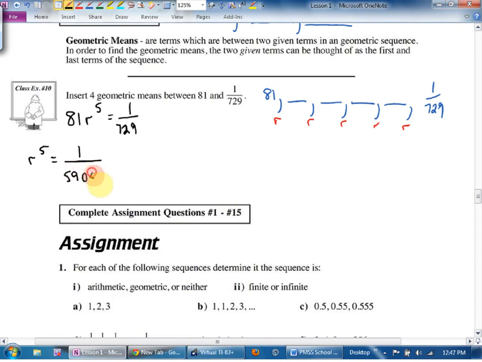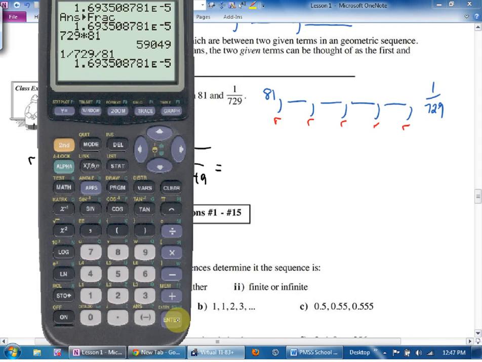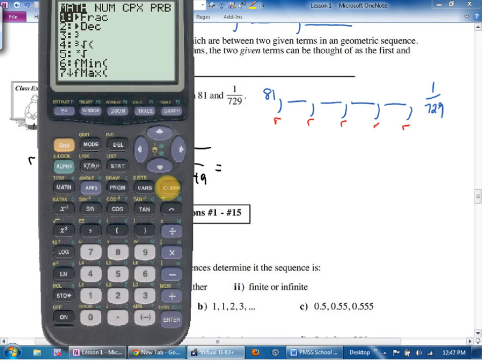How do I get rid of a fifth? Fifth root. R equals the fifth root of 1 over 59049. Now, I wonder if it'll work with the decimal. Let's see. Fifth root. Where's fifth root? Math. I got to type 5 first. Fifth root, math, of that answer. Ah, you know what r is? 1/9.